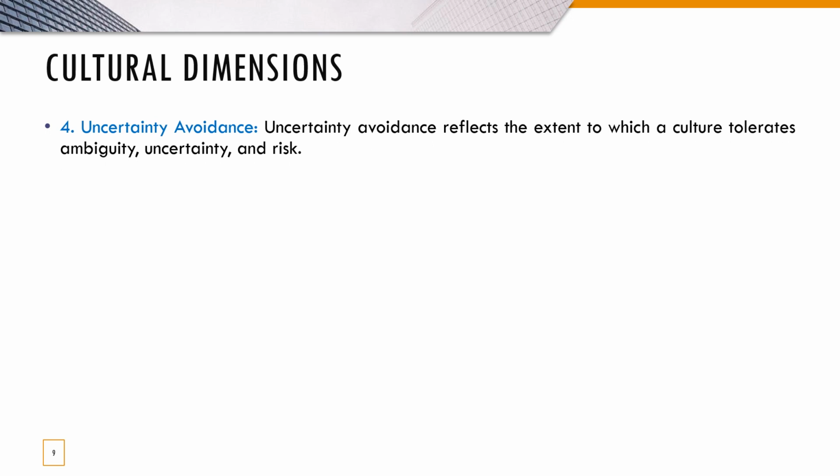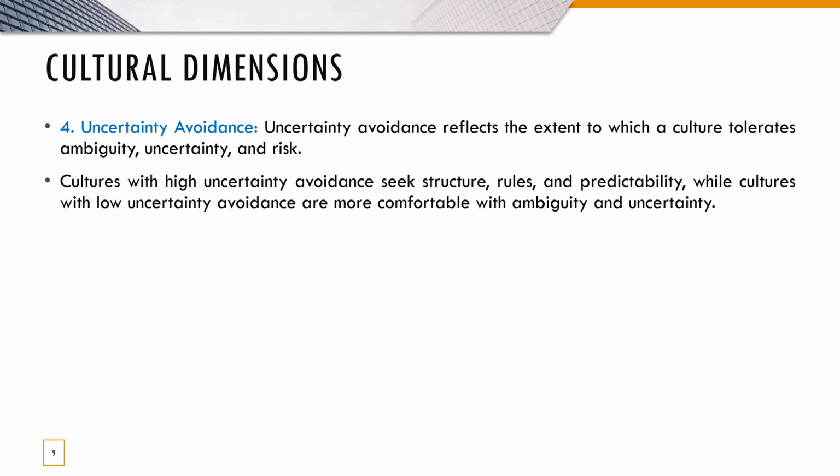Another cultural dimension is what we call uncertainty avoidance. It reflects the extent to which a culture tolerates ambiguity, uncertainty, and risk. Cultures with high uncertainty avoidance seek structure, rules, and predictability, while cultures with low uncertainty avoidance are more comfortable with ambiguity and uncertainty.